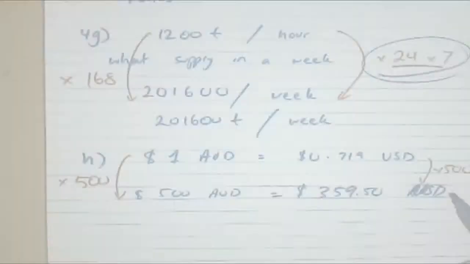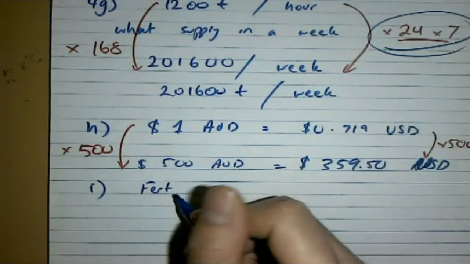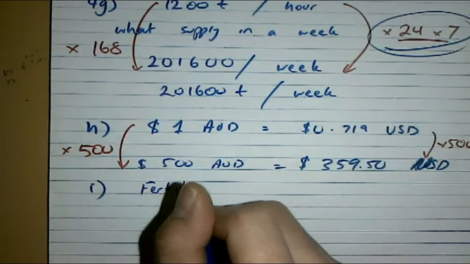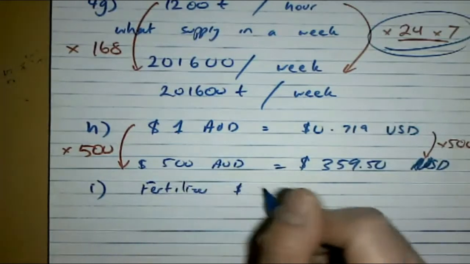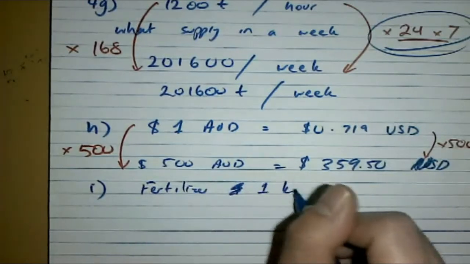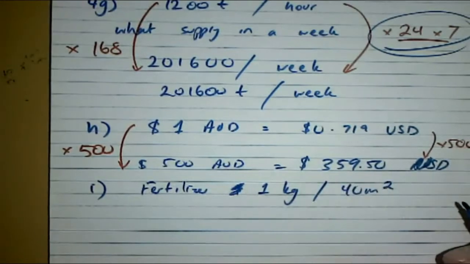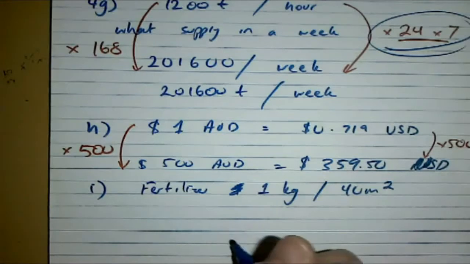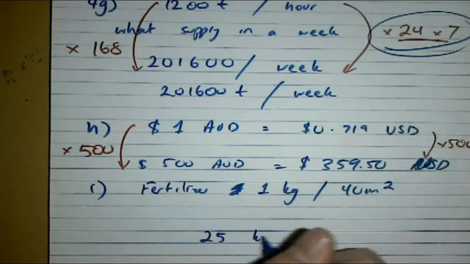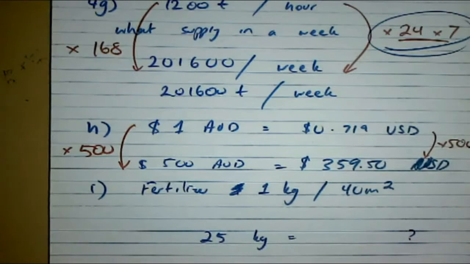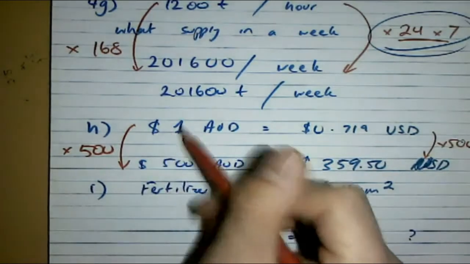Alright, you have a question? 1 kilogram per 40 meters. What area can be covered by 25 kilograms? So I've got the first rate, yeah? For question H, how did you get 500? Because it's just 1 into 500.